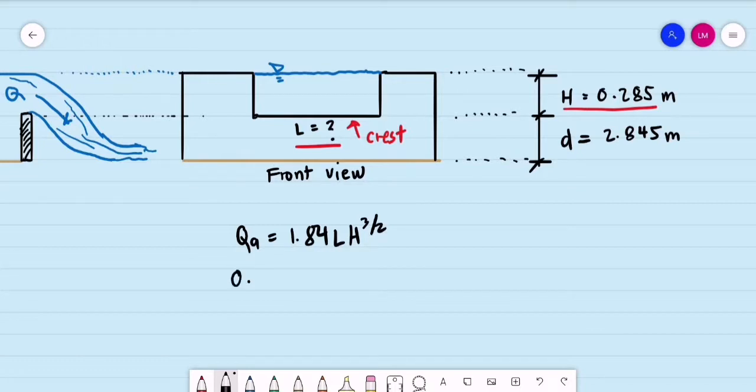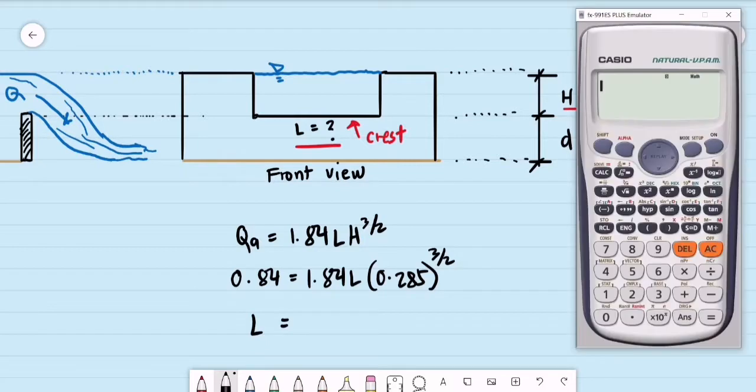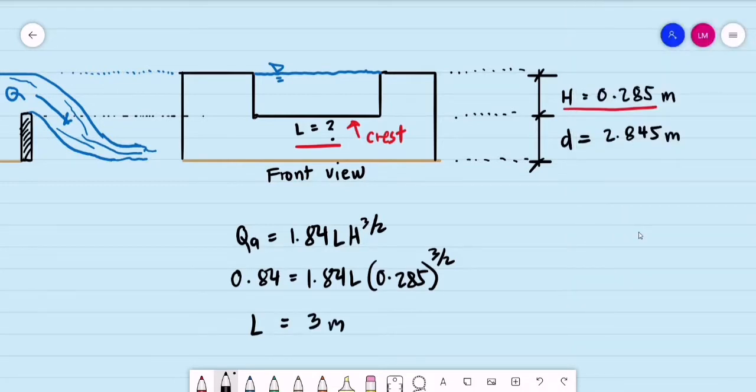Yung given na discharge is 0.84 equal to 1.84 L. Yung given na head is 0.285 meter raised to 3/2. So, kunin natin yung length ng crest na required. L is 0.84 divided by 1.84 multiplied by 0.285 raised to 3/2. That is 3 meters. So, sabihin na lang natin ay 3 meters.